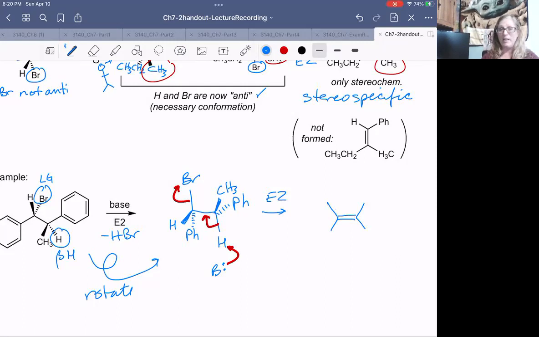Okay, and so where are we going to put our groups? Once again, the two groups that are dashes are going to be on the same side, and the two groups that are wedges are going to be on the same side. So let's draw the hydrogen and the methyl on one side and the two phenyl groups on the other side, and that is going to be our only product. So we describe it as a stereospecific reaction that is the result of anti-elimination.